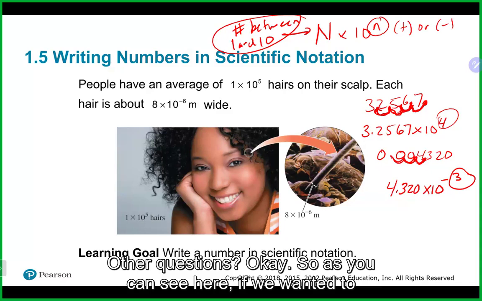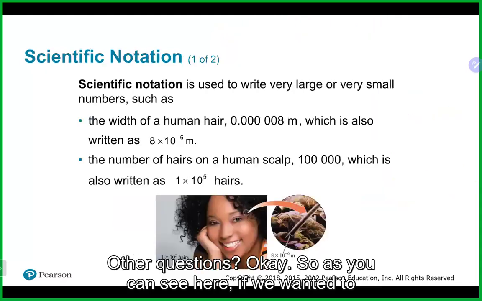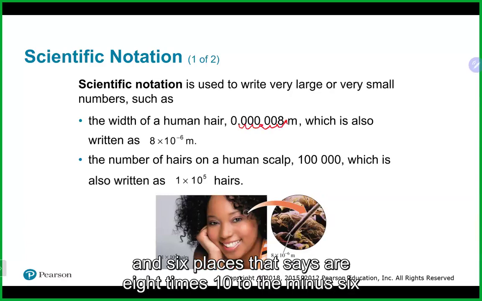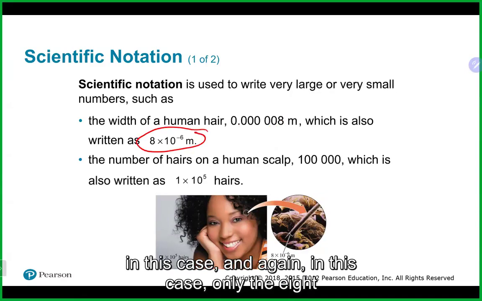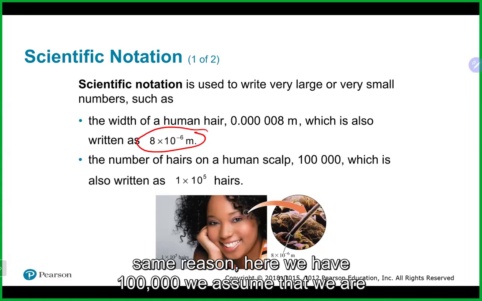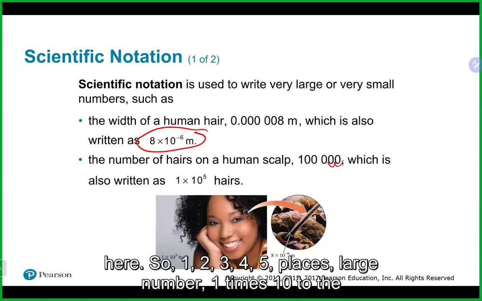Okay, so as you can see here, if we wanted to get this into scientific notation, we have to go 1, 2, 3, 4, 5, and 6 places. That gives us our 8 times 10 to the minus 6 in this case. And again, in this case, only the 8 is significant, which is why we don't add zeros either, for the same reason. Here we have 100,000. We assume that we are here. So 1, 2, 3, 4, 5 places, large number, 1 times 10 to the 5th.